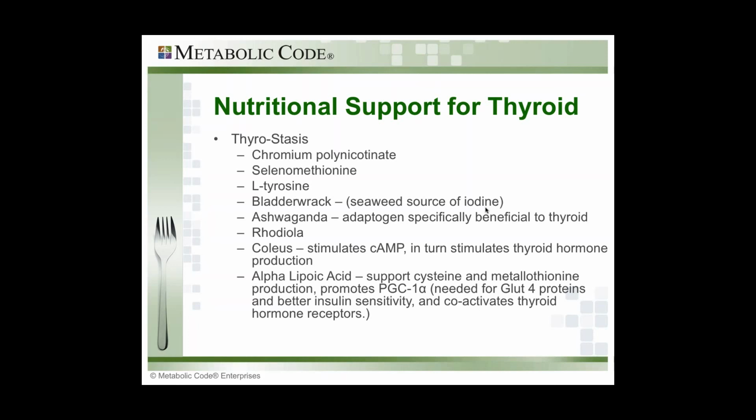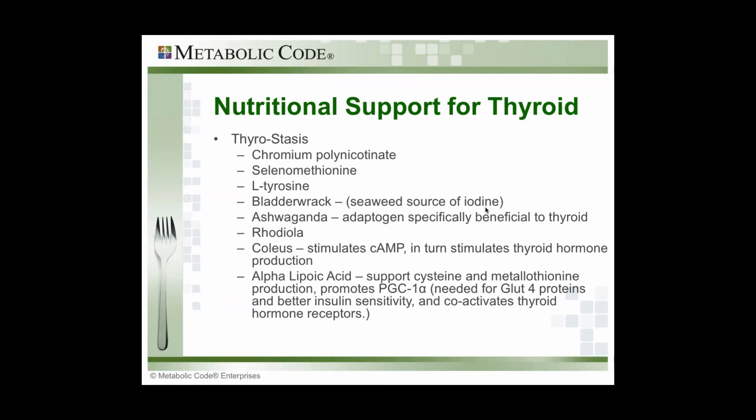And then there's Coleus forskohlii, which is an herb that stimulates cyclic AMP production, which in turn stimulates thyroid hormone production. And there's a little bit of alpha-lipoic acid in there. So remember I said that some people are looking to cysteine and measuring that as a substance important for thyroid hormone.